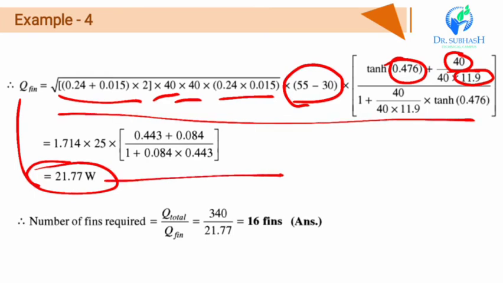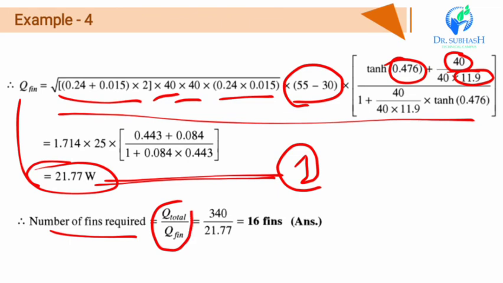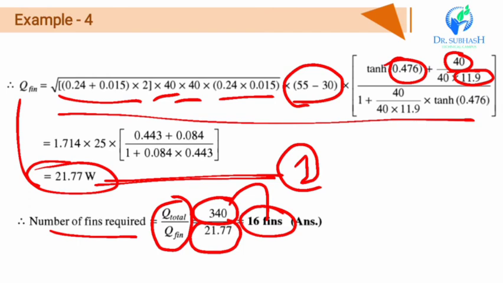Now that we have the heat loss from the single fin, we want to calculate the number of fins. So the number of fins is equal to Q total divided by Q of single fin. The total heat loss given is 340, and the heat loss by a single fin is 21.77. So we easily get the number of fins, that is 16 fins are required.